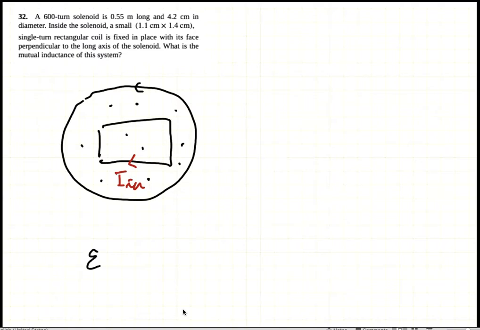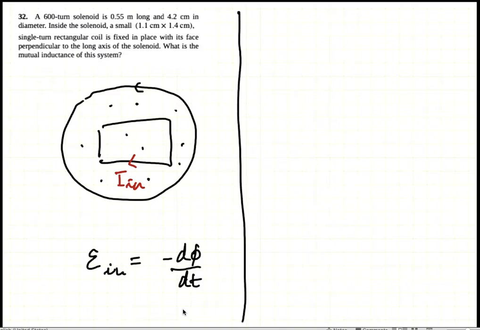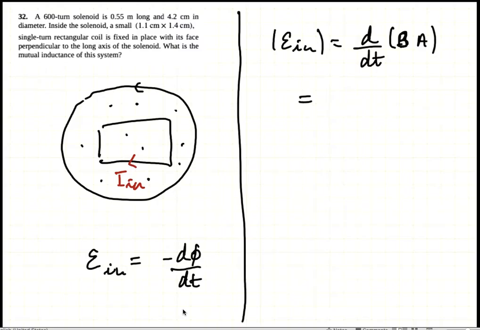Faraday's law says induced EMF equals minus d phi by dt. And we already have the direction of the induced EMF, so we'll just calculate the magnitude now. So induced EMF equals d by dt, and the flux through that rectangular loop is B times area, and B for a solenoid, the magnetic field inside the solenoid, is given by mu naught n I.